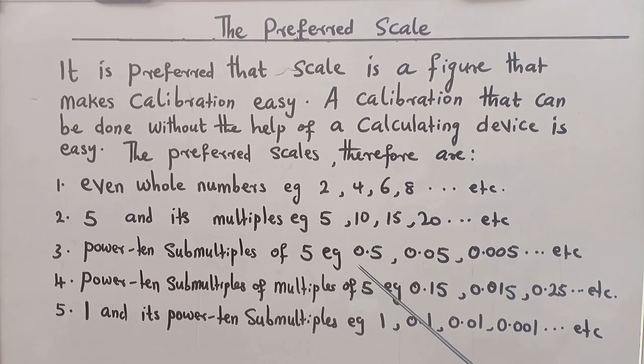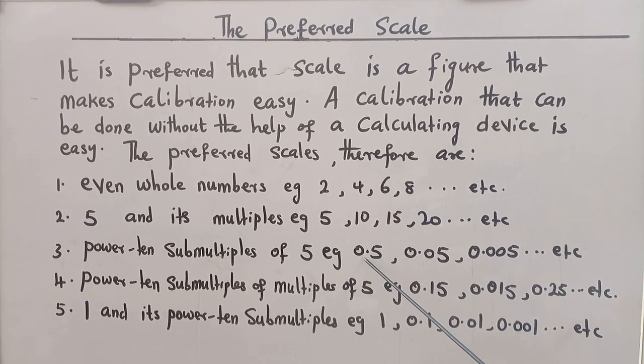If you get 0.5 as the scale, it is acceptable because the next one is plus 0.5, which is 1. The next one is 1.5. The next is 2.5. The next is 3. The next is 3.5. The next is 4. What it means is that if we get 0.5 as our scale, it is usable. We also have other power 10 submultiples of 5. They include 0.05, 0.005, and so on and so forth.